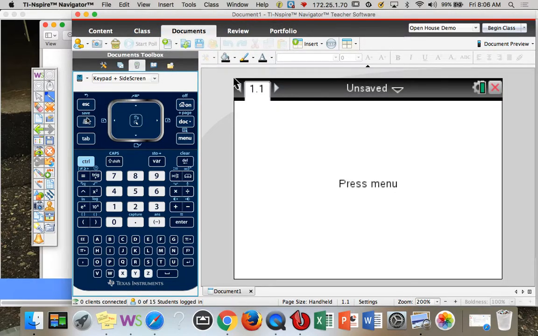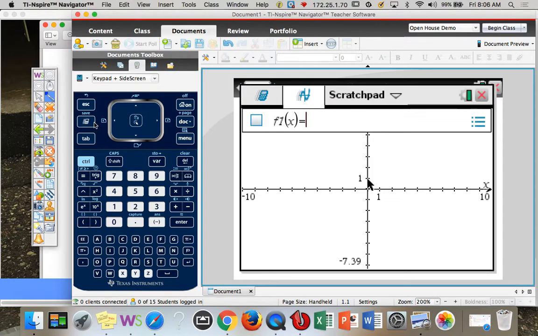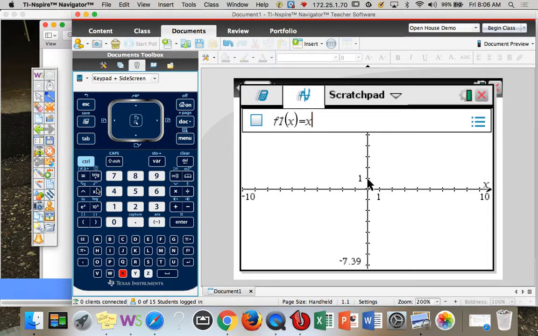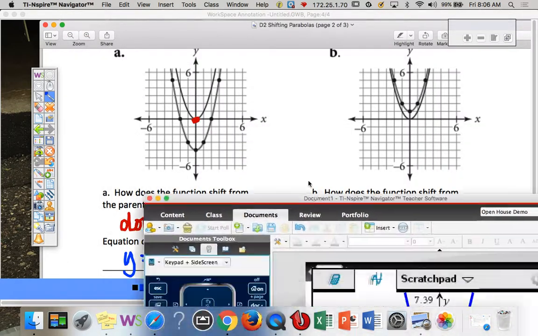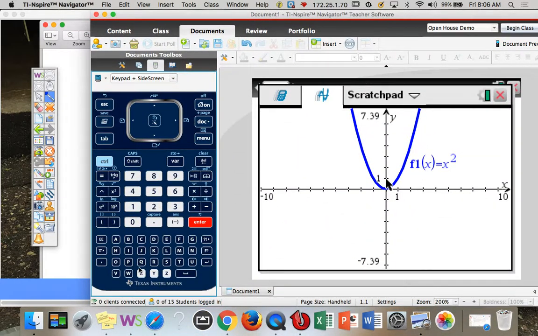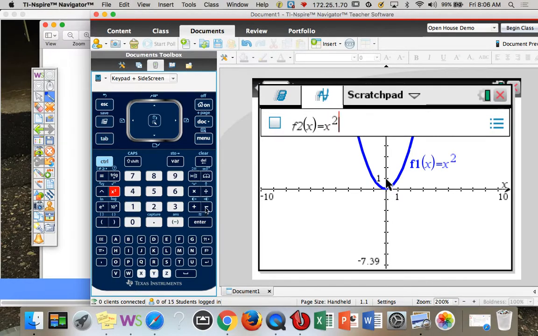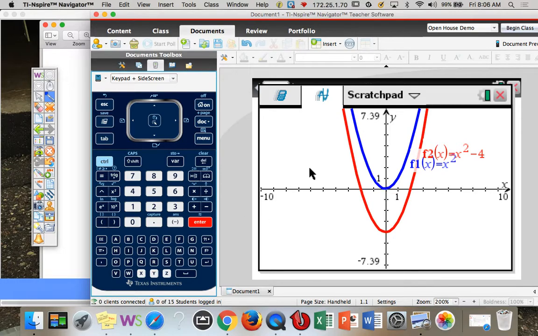Okay, so let's graph x squared. So there's our parent function. And then my guess was x squared minus 4 to shift it down 4. So I'm going to go to tab and do x squared minus 4. And you can see that it shifts down 4. So my prediction was correct.